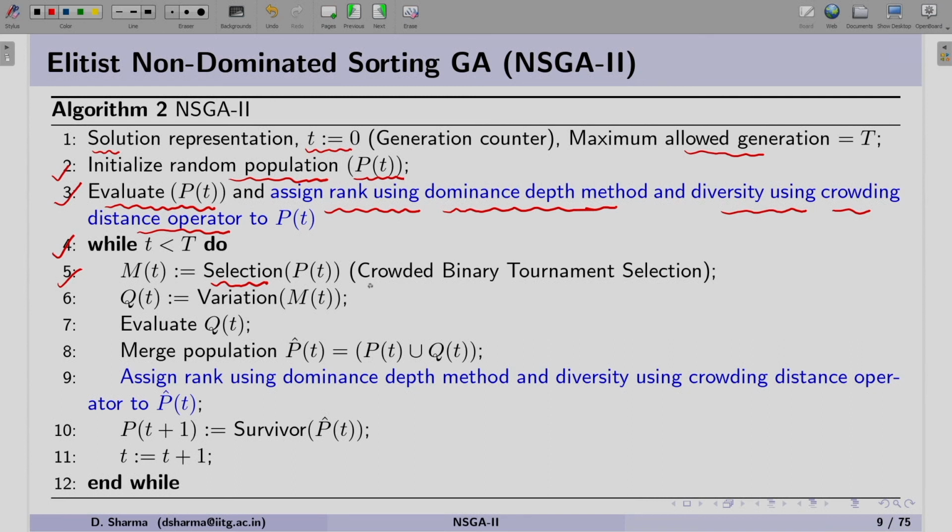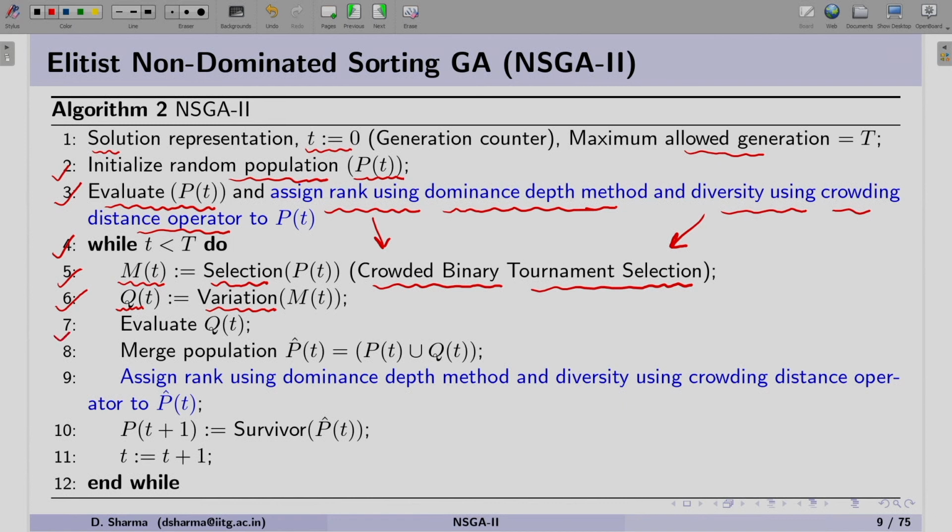In NSGA2, the crowded binary tournament selection is used. It is a modified version of binary tournament selection operator so that we can incorporate both the rank as well as the diversity into the selection. Once the selection is done and the mating pool is prepared, we will be performing the crossover and mutation, and this crossover and mutation will be changing the members and generate the offspring population called QT.